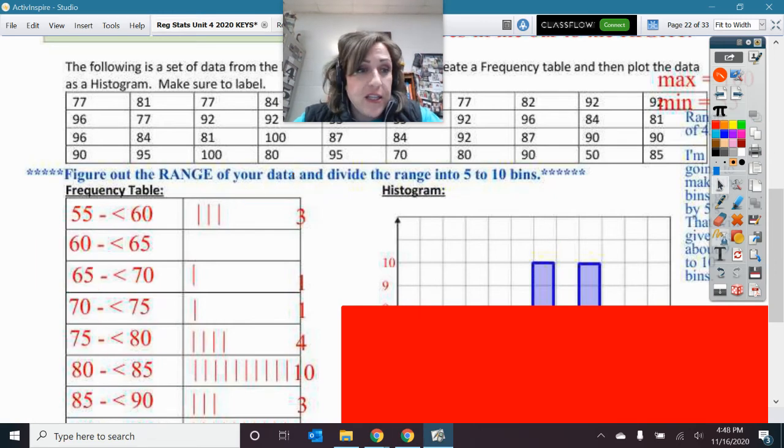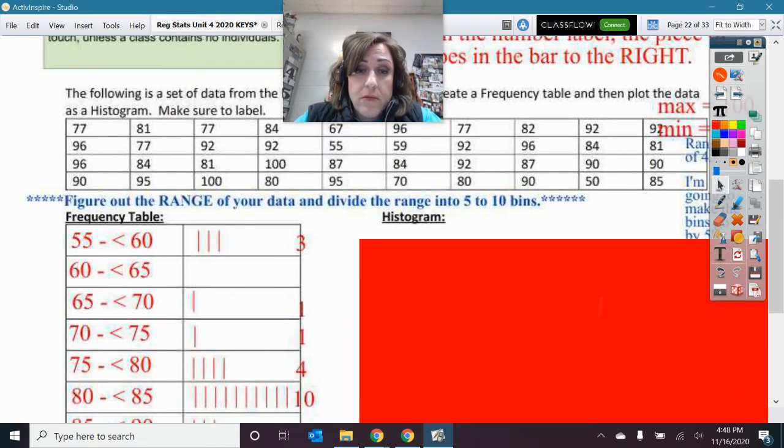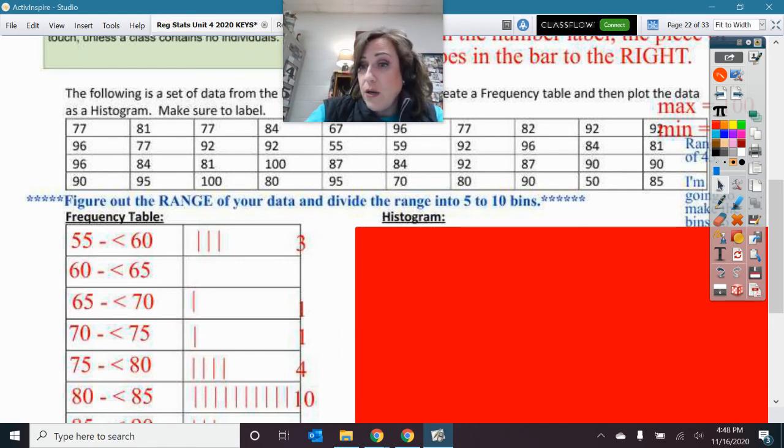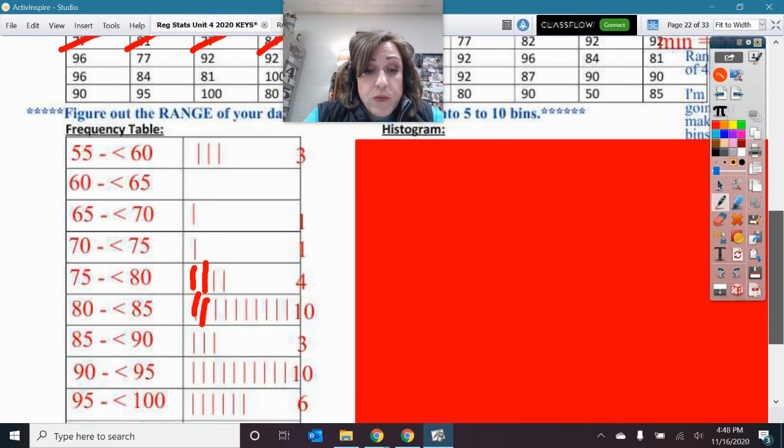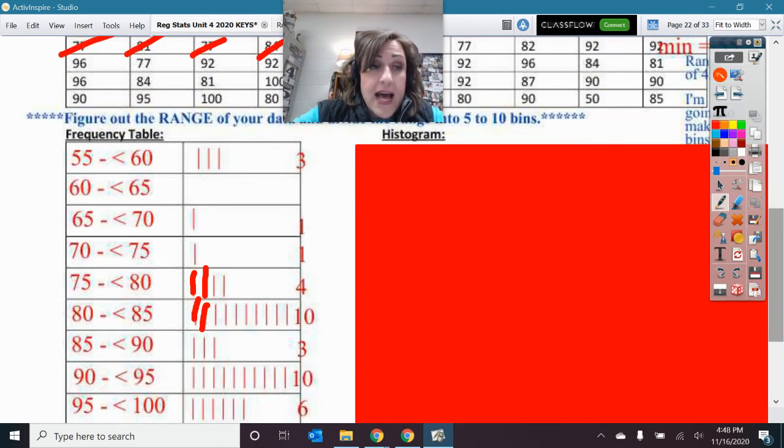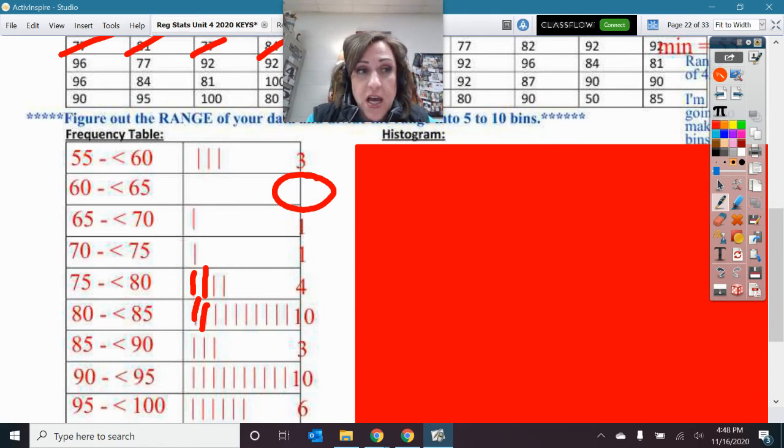So here we go. Let's take a look at this then. I just came up here and started doing tally marks. So I said, okay, I've got 77, that goes in this bin. 81, that goes in this bin. 77, and so on. 84, and so on. And then I started making a tally. Once I finished tallying up all the data, I had 3 in the first bin, none in this second bin, then 1, 1, 4, 10, 3, 10, 6. Okay. All right. So there is the organization of my data into those bins.